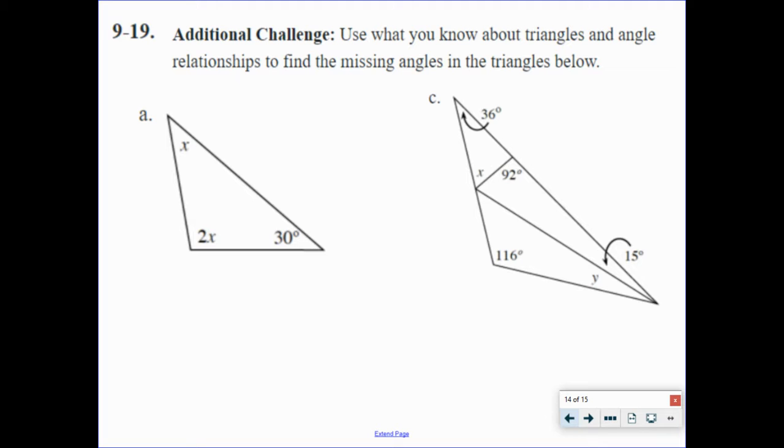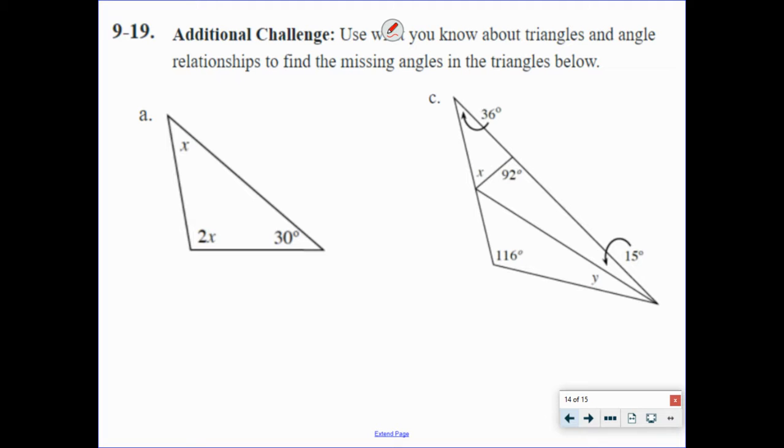All right, so let's take a look at 919. We're going to do A and C together. It is using what we know about triangles, what we learned on Friday, and angle relationships to find any missing angles. So let's take a look at A. We determined on Friday that in a triangle, all of the angles add up to 180 degrees.